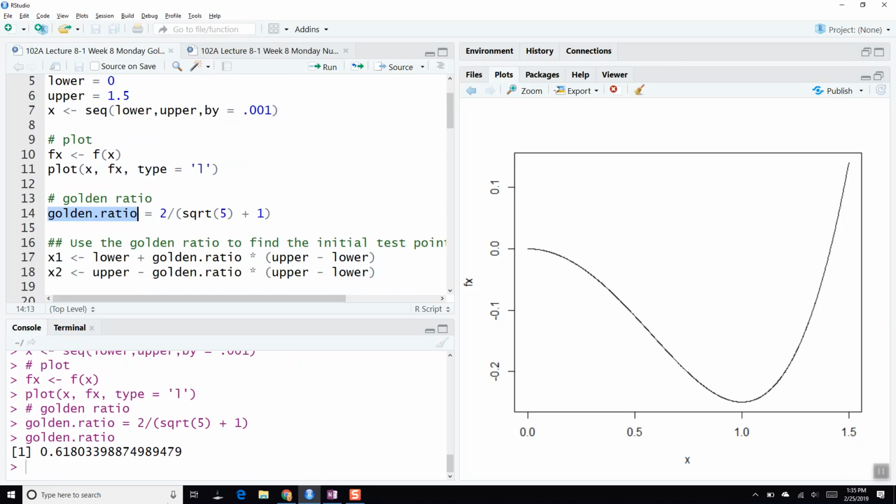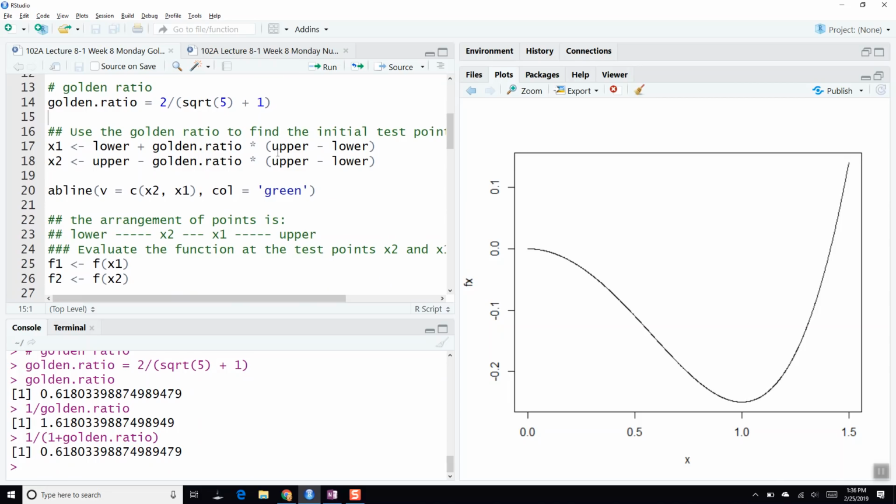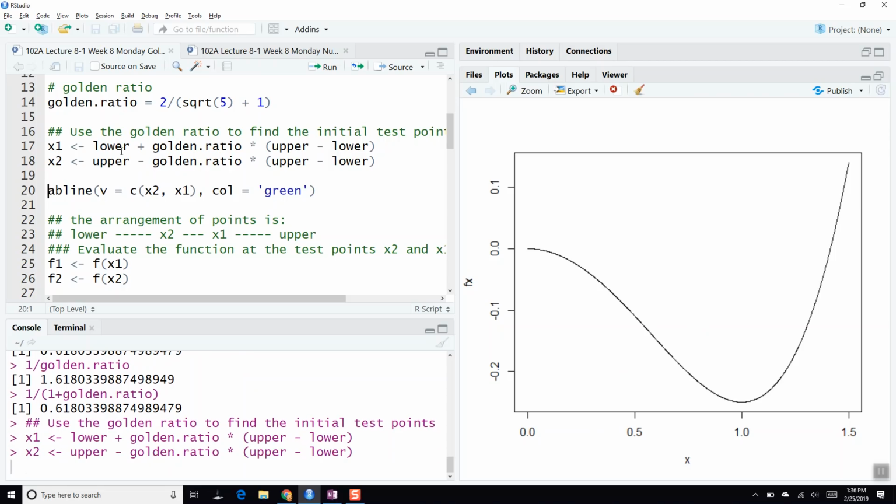The golden ratio is around 0.618. It's just a little bit different than that. And we can see that 1 divided by the golden ratio is that, and 1 divided by 1 plus the golden ratio is equal to the golden ratio itself as well. So these are some of the nice properties here. And so I'm going to do the golden ratio times the upper minus the lower bound, so 1.5 minus 0. And I'm going to add that to the lower bound, and I'm going to subtract that from the upper bound.